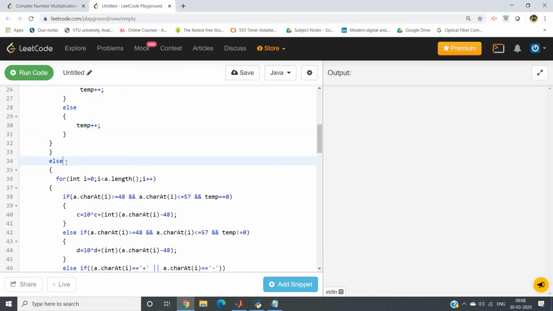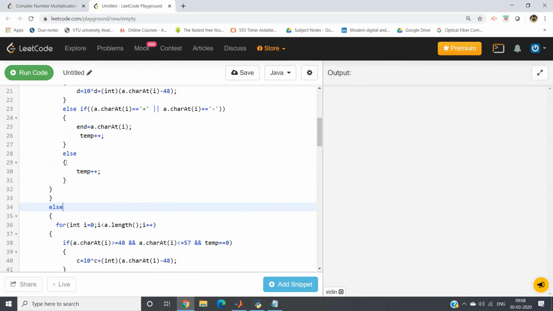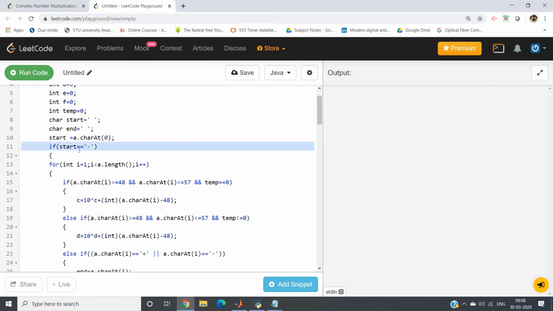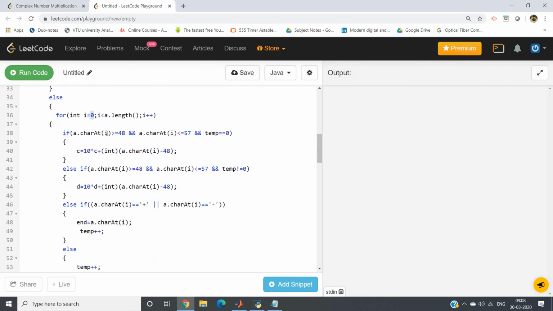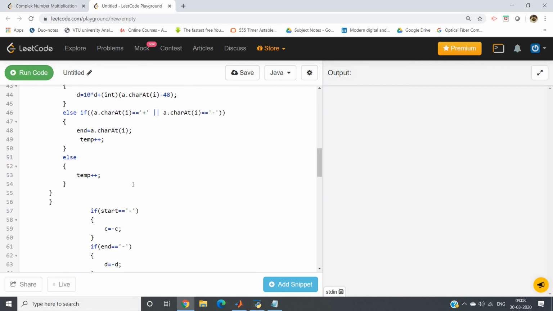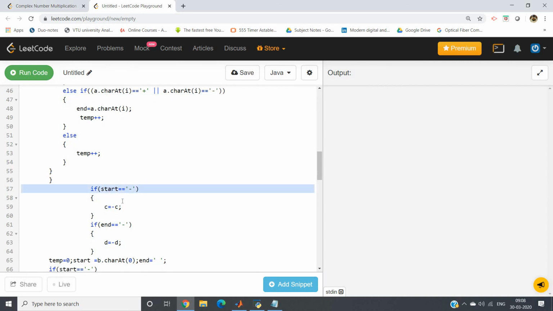Otherwise, another possibility is if the a plus jb, whatever is there, the first one is not a minus sign. Here we have computed for the minus sign, but suppose it is not a minus sign, then we have to traverse from the beginning, and the same code I have written, you can check here. Then if start equal to minus, that means c equal to minus c, as I have told you, for the minus sign we have to take care. If end equal to minus, then d equal to minus d.